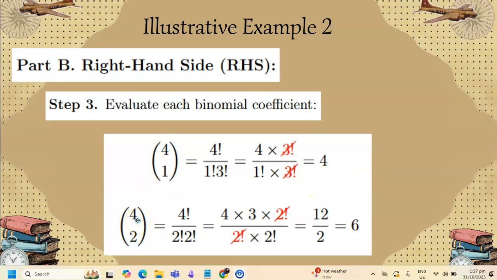And now for 4 choose 2. 4 choose 2 is equal to 4 factorial divided by 2 factorial times 2 factorial. Expand 4 factorial up to 2 factorial. So we have 4 times 3 times 2 factorial. Cancel 2 factorial. What remains in the numerator is 4 times 3. That's equal to 12. And what remains in the denominator is 2 factorial. That's equal to 2. 12 divided by 2 is equal to 6.